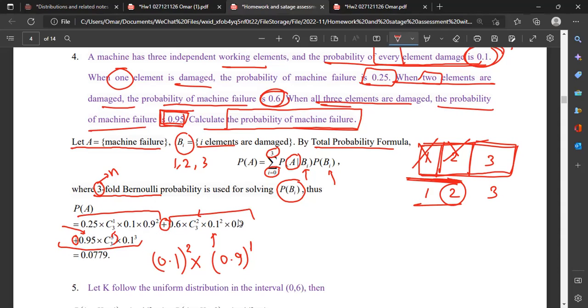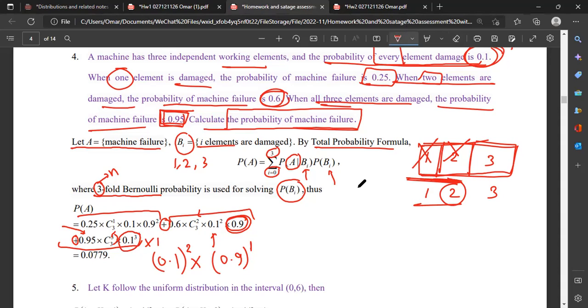we don't consider 0.9, right? Because now we can also write down this way, like times 0.9 to the power 0, right? Because none of the elements are working, no element is working now. So 0.9 to the power 0, and something to the power 0 is 1, right? So 0.9 to the power 0 is 1. So 1 times, and each element, probability of every element damage is 0.1. So 0.1 to the power 3, okay? So this way.